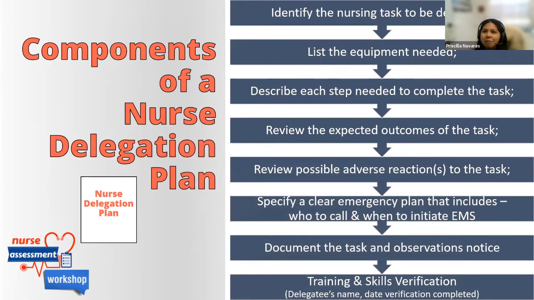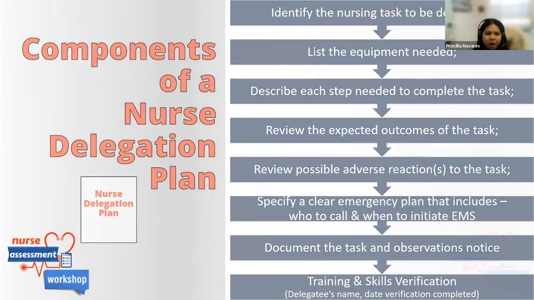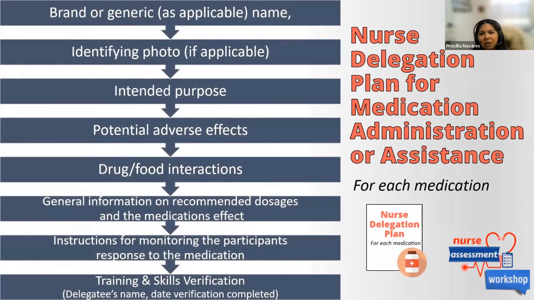What are the expected outcomes? The other part of that, and what makes nurse delegation so critical, is also identifying when adverse reactions occur, and when they do occur, what does the person do in the case of an emergency? It also includes the documentation and, finally, the training and skills verification as well.